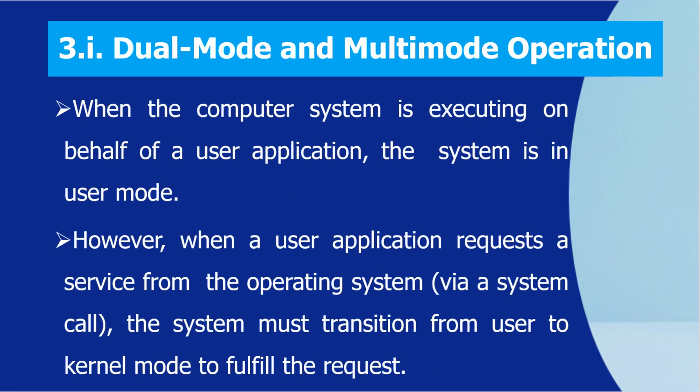When the computer system is executing on behalf of a user application, the system is in user mode. However, when a user application requires a service from the operating system, the system must transition from user to kernel mode to fulfill the request.